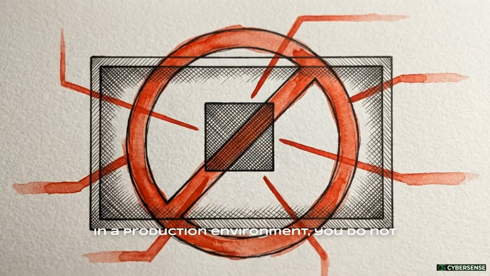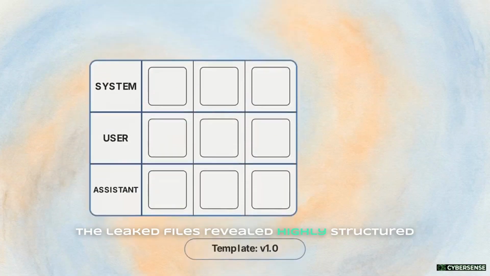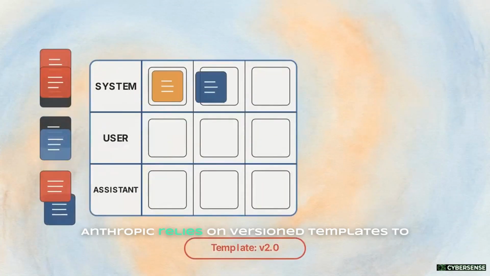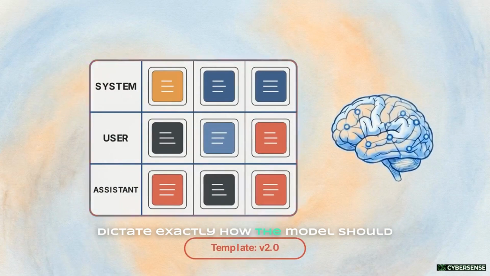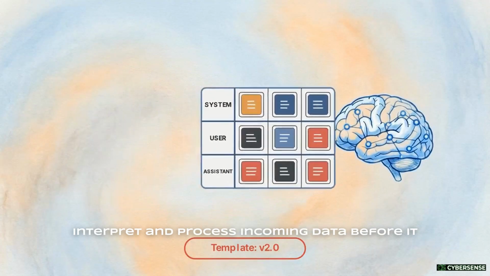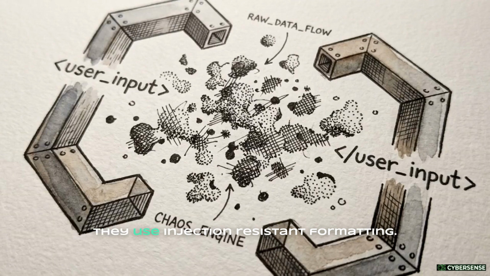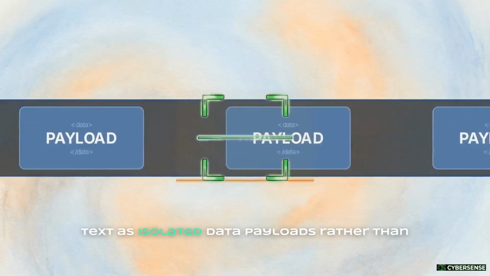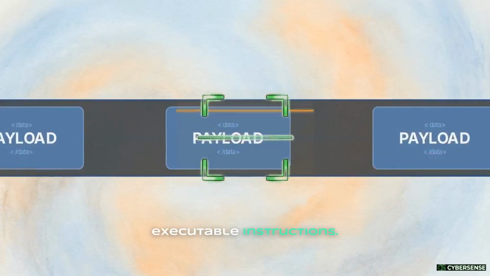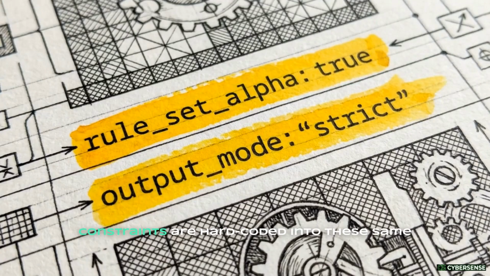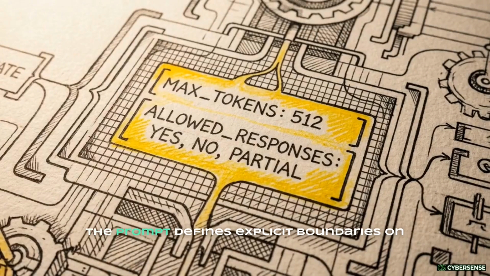In a production environment, you do not interact with a model through a simple, open-ended chat window. The leaked files revealed highly structured role separation. Anthropic relies on version templates to dictate exactly how the model should interpret and process incoming data before it ever sees a user's query. They use injection-resistant formatting. By wrapping inputs in strict XML or JSON tags, the system forces the model to treat user text as isolated data payloads rather than executable instructions. Tone enforcement and behavioral constraints are hard-coded into these same templates. The prompt defines explicit boundaries on what the model can acknowledge and how it must structure its output.